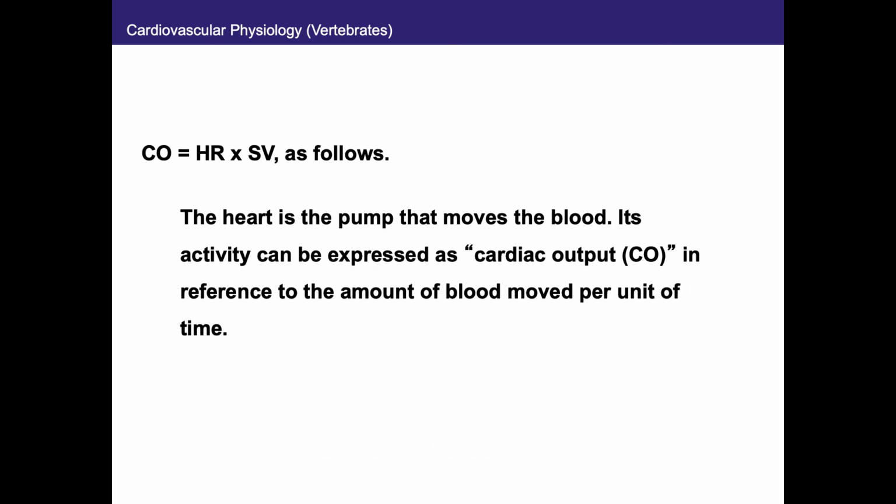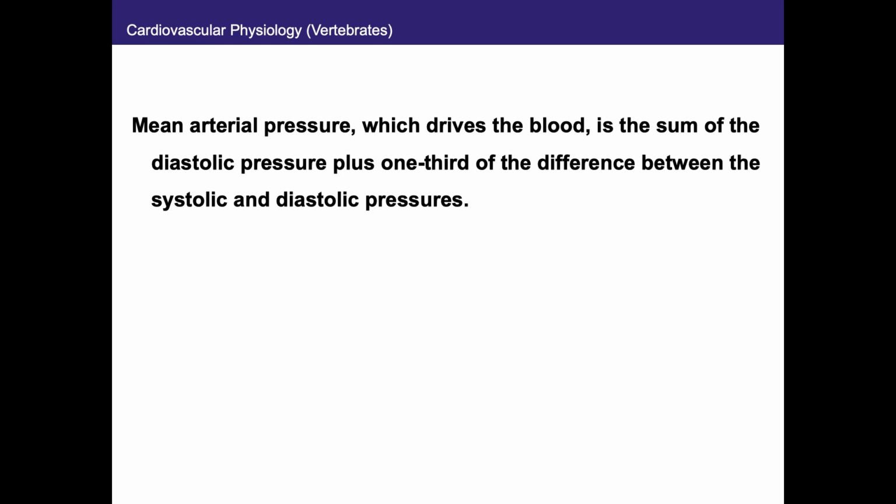The heart is a pump that moves blood around, and its activity can be expressed as cardiac output in reference to the amount of blood, that's volume per unit time. We've already talked about mean arterial pressure. In case you didn't get to write some of what we talked about on Wednesday down, it's all in these slides right here. Mean arterial pressure is the diastolic pressure plus 1/3 times the difference between the systolic and diastolic pressures. Now remember, it's 1/3 at rest, but when you're exercising, it bumps up to 1/2.